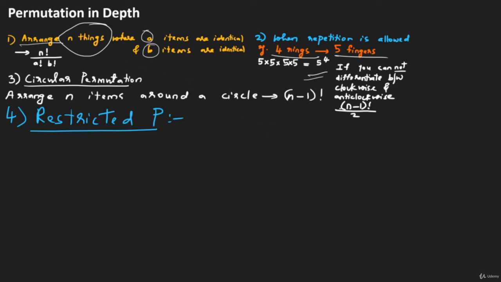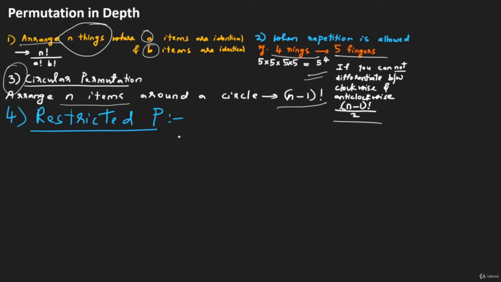Alright, now the third type of question that we discussed is circular permutation. If you have to arrange n items around a circle, it can be done in (n-1) factorial ways, and if the items that we are arranging around the circle are symmetrical top to bottom, this can be done in (n-1) factorial by 2 ways.